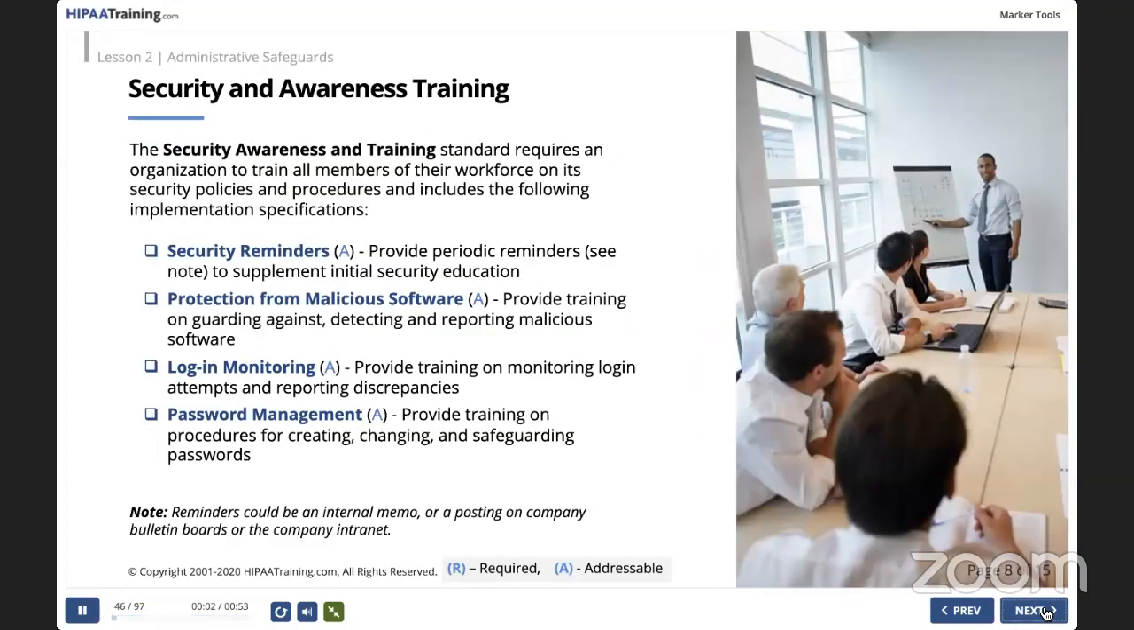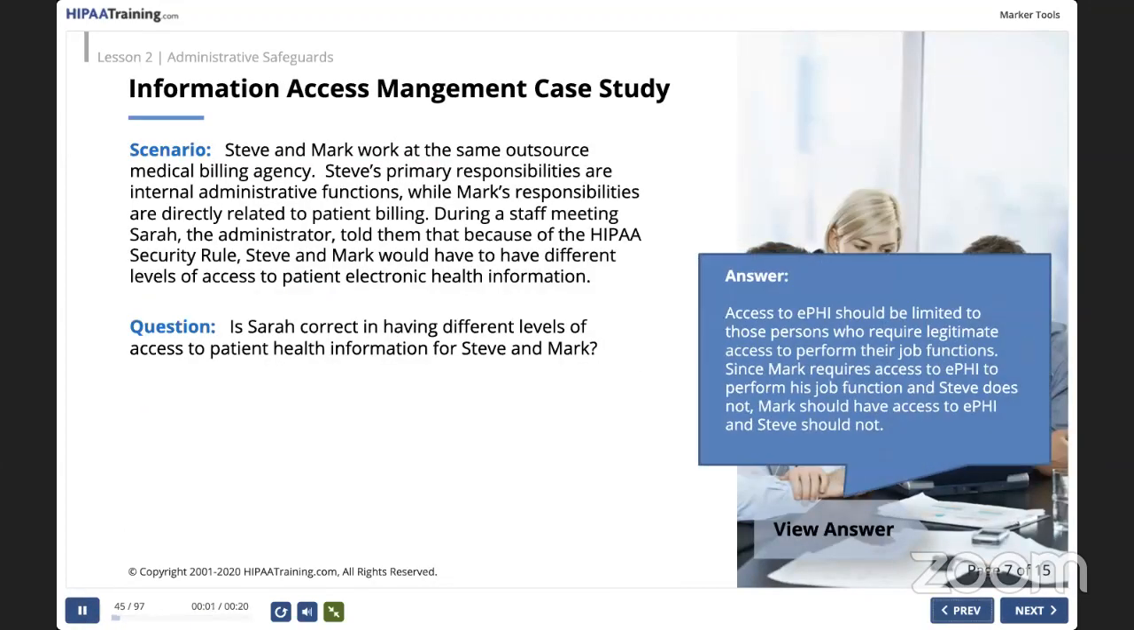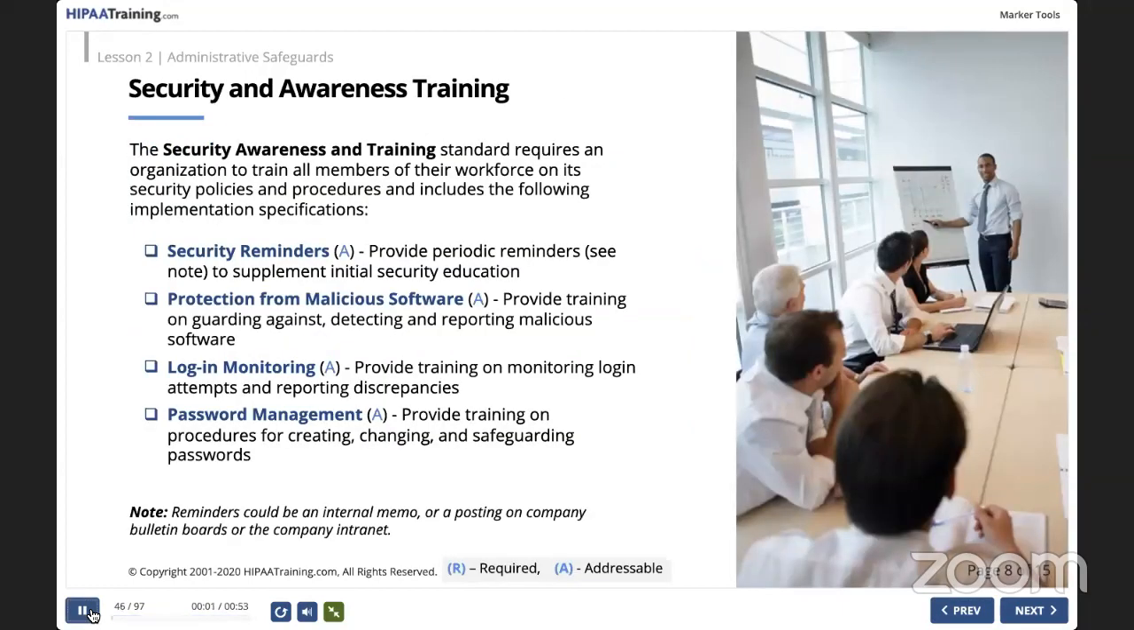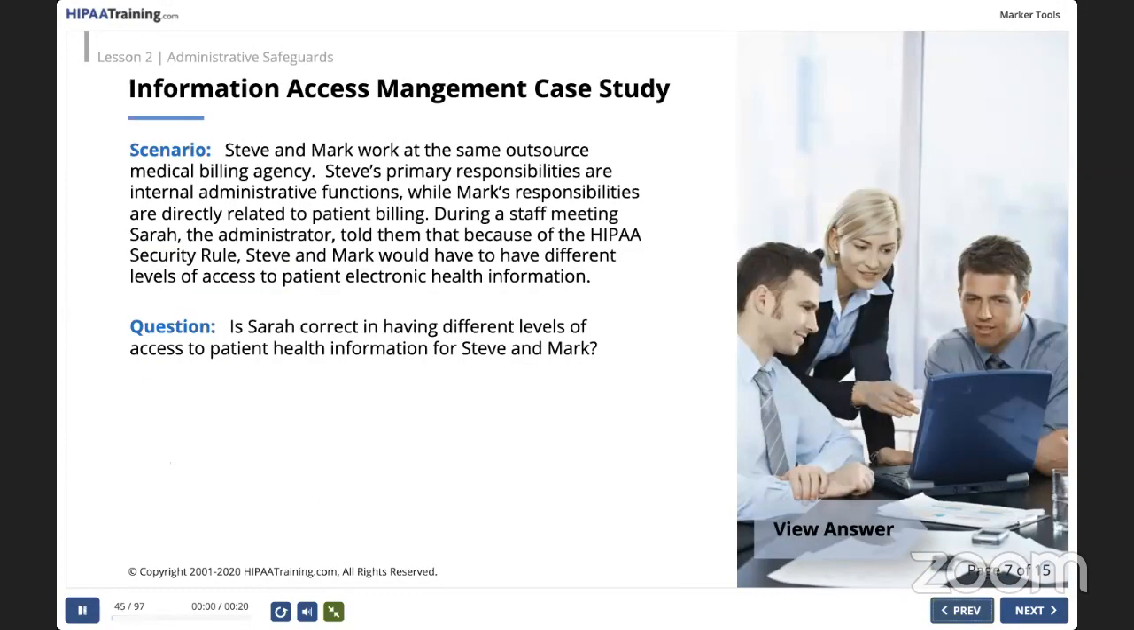Security and awareness training. The security awareness and Answer: Access to EPHI should be limited to those persons who require legitimate access to perform their job functions. Since Mark requires access to EPHI to perform his job function and Steve does not, Mark should have access to EPHI and Steve should not. Security and awareness. Answer.